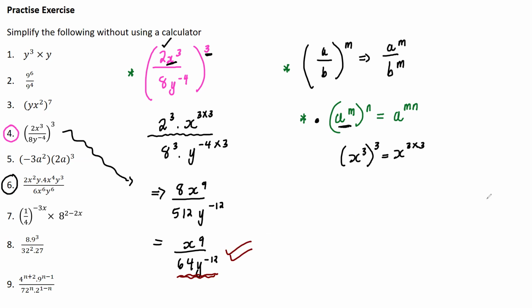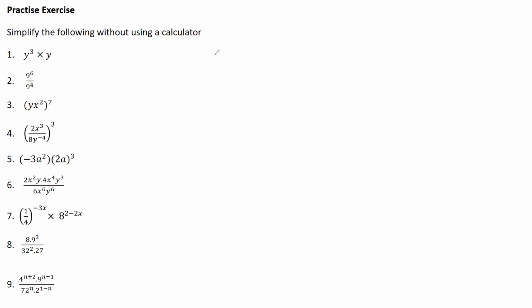I want to try number 6. I think that's fine. Let me go further on number 6, right there. Number 6 says 2, then x squared, then y, then 4x to the power of 4, then y to the power of 3, all this over 6x to the power of 6, and then y to the power of 6. If I look at the top, I've got numbers. There's a 2 and there's a 4. If you were to multiply them, I think you should get the number 8.